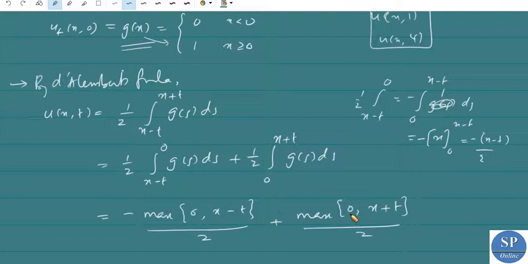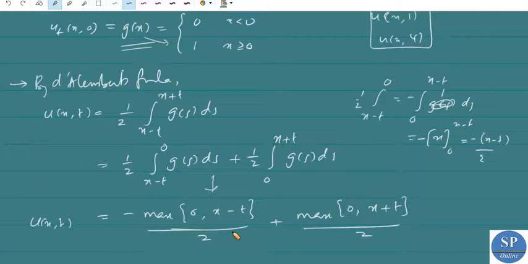Also, if x plus t is greater than 0, then the maximum is nothing but x plus t, and we get the value x plus t by 2. And if x plus t is less than 0, then we have the value 0, because the maximum of 0 and x plus t is nothing but 0. So we can express this integral as this. Now our solution u(x, t) is equal to this. Clear?